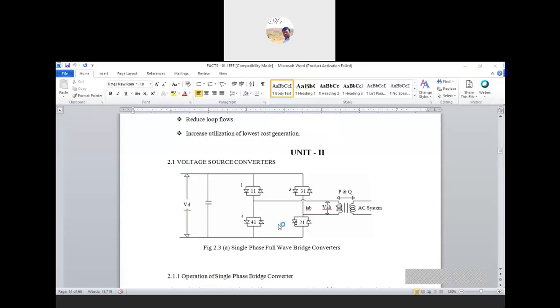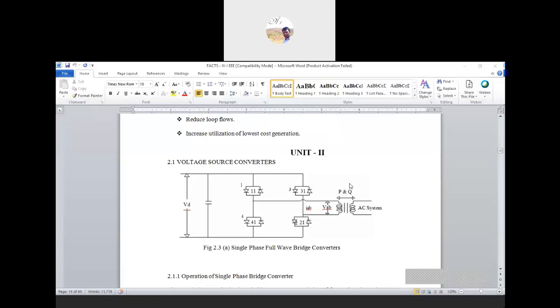So here we have voltage source converters. Voltage source converters are used for minimizing the losses in the transmission line. To minimize the losses, we are using power electronic devices, which we use as converting devices.